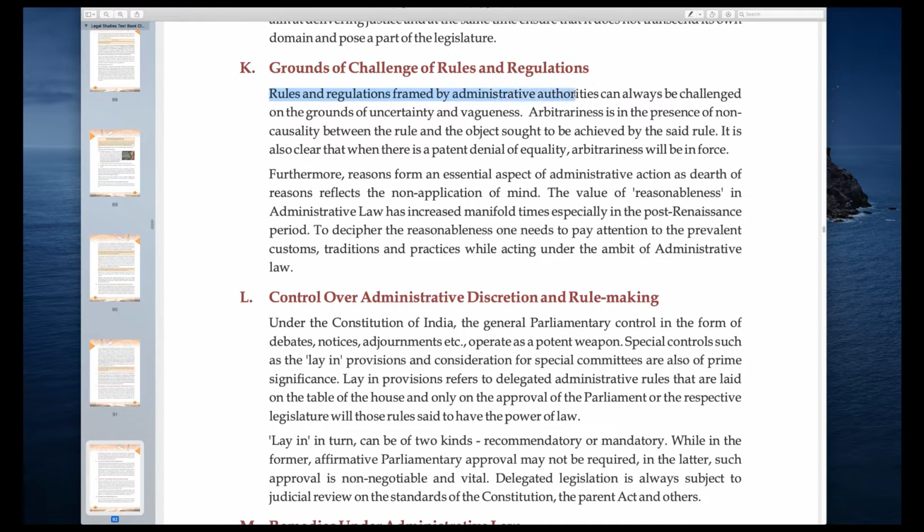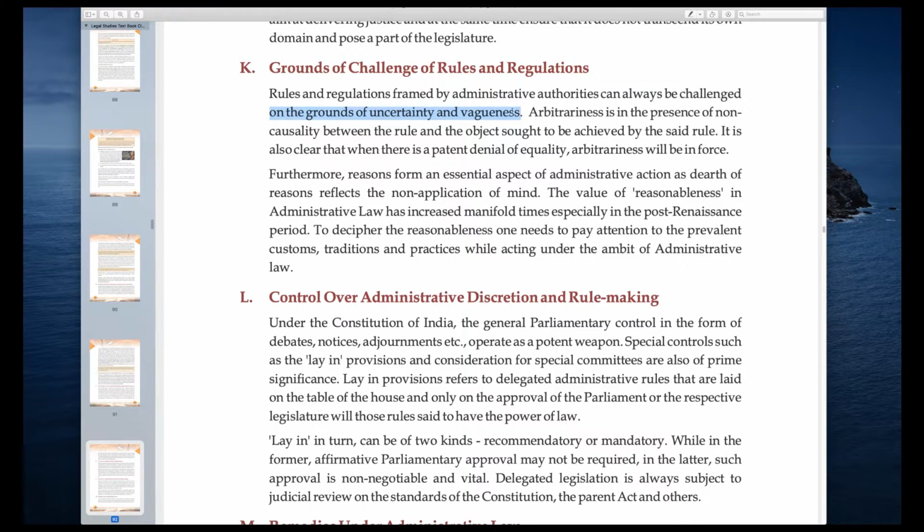Rules and regulations framed by administrative authorities can always be challenged. Remember the word unfettered. It is not unfettered. If it were, then there would be no way to challenge that. It is within control, and a question can always be raised. This is why it can be challenged, on the grounds of uncertainty and vagueness.